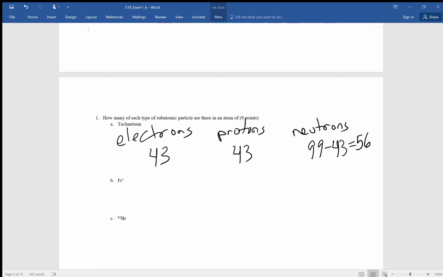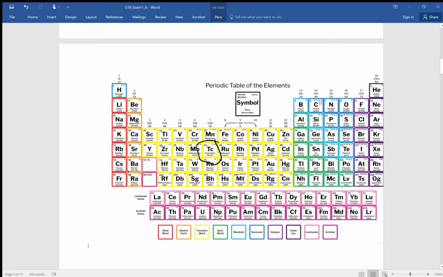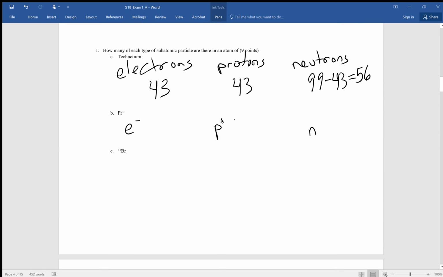Part B looks at francium, but we're not just looking at francium here, we're looking at an ion, specifically a +1 ion. So again, we want to go up to our periodic table. We find francium, element 87, with a mass of 223. So we know that our number of protons is equal to the atomic number of 87, and the number of neutrons is equal to the mass of 223, minus the number of protons, which is 87, and that gives us 136 neutrons.